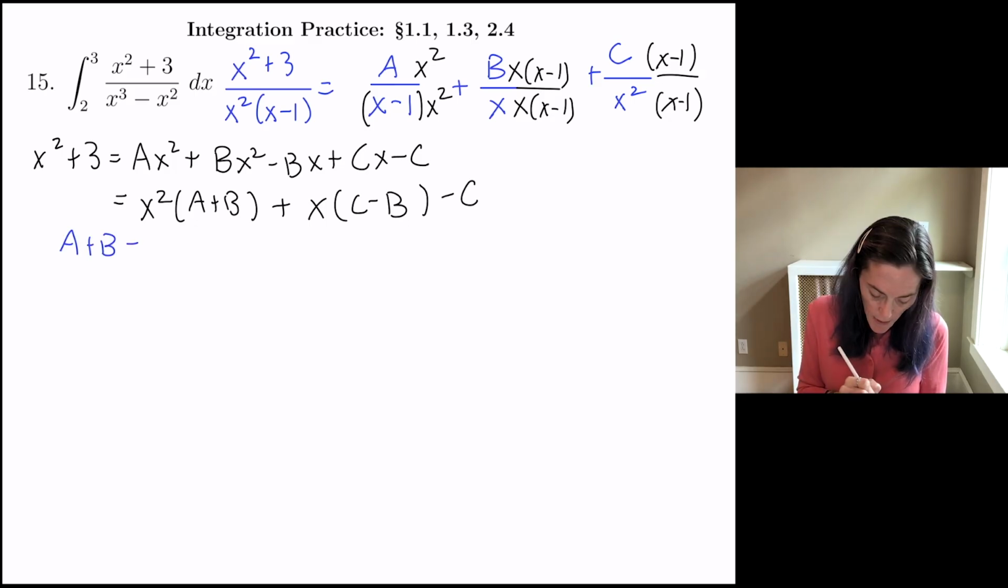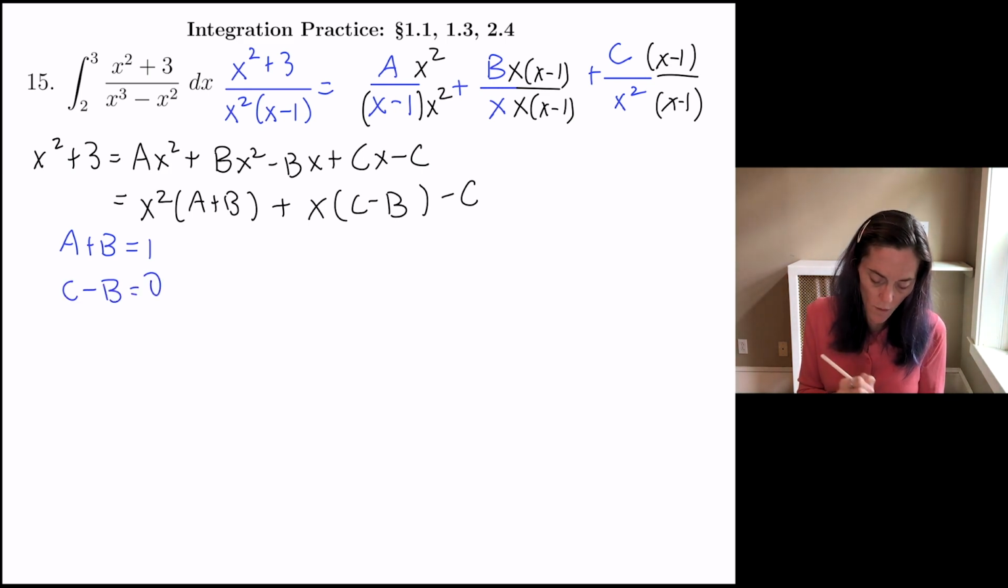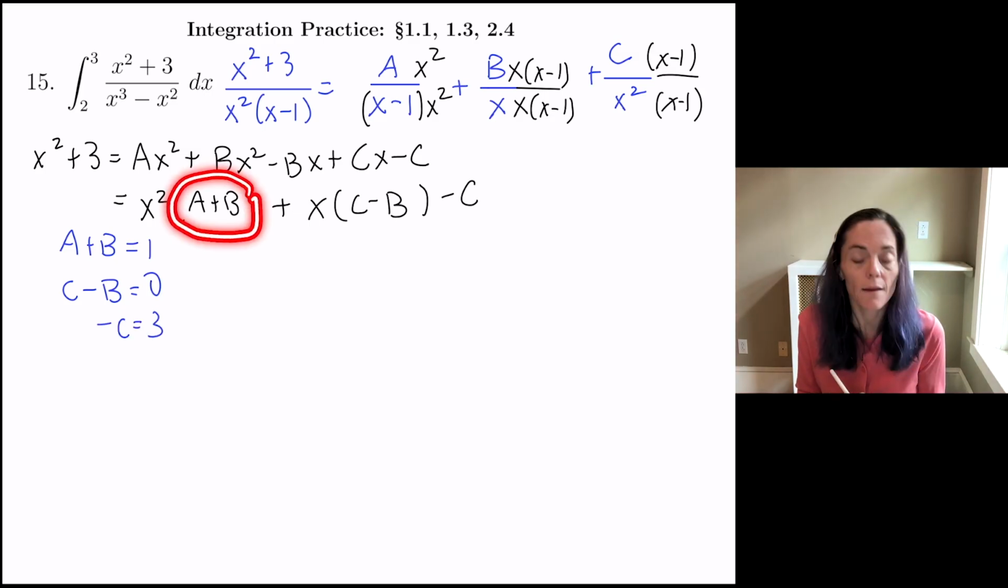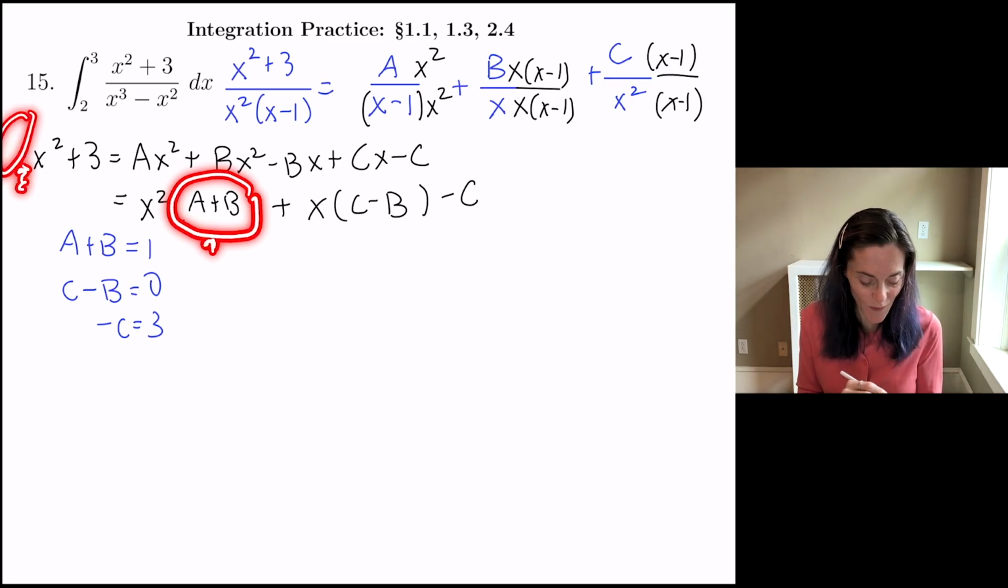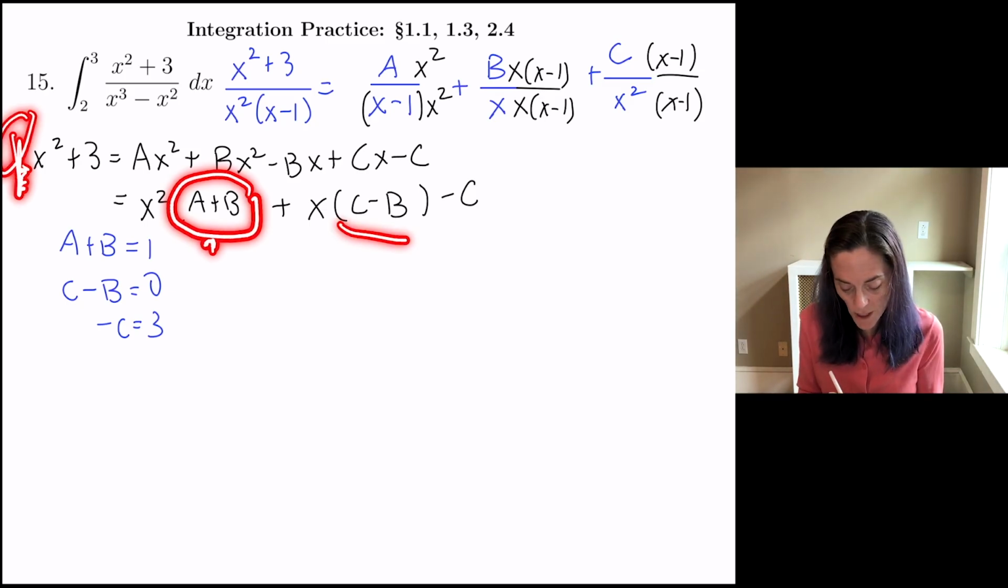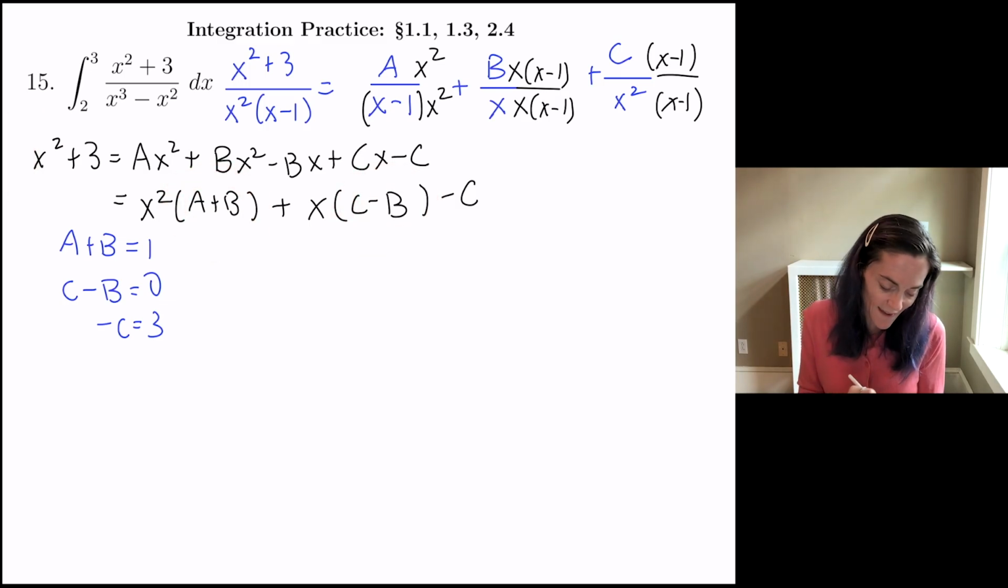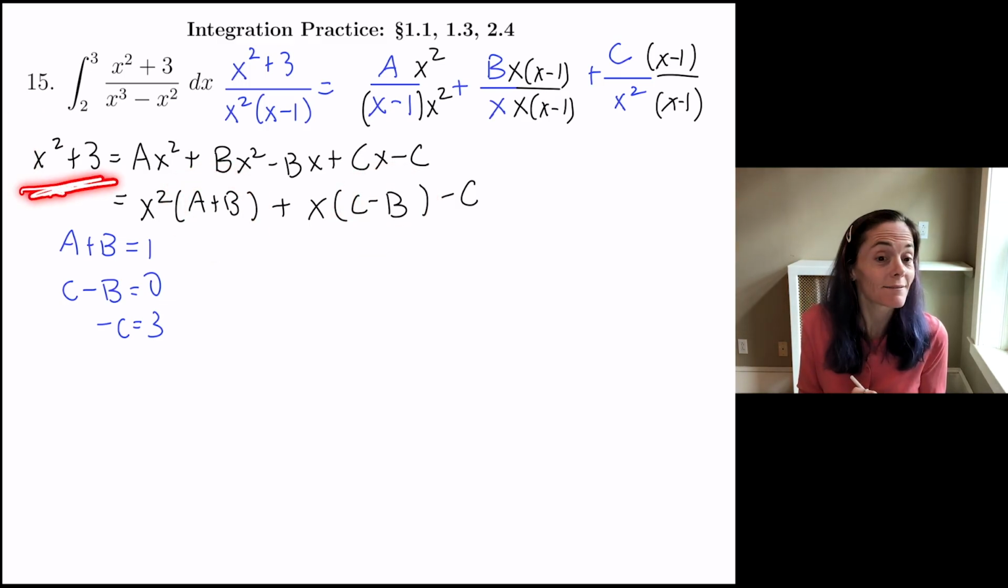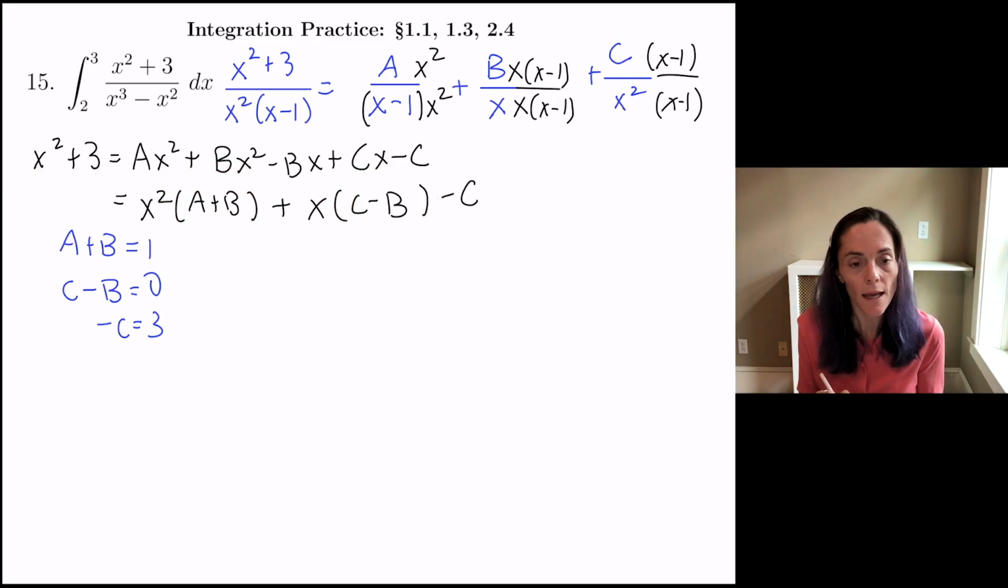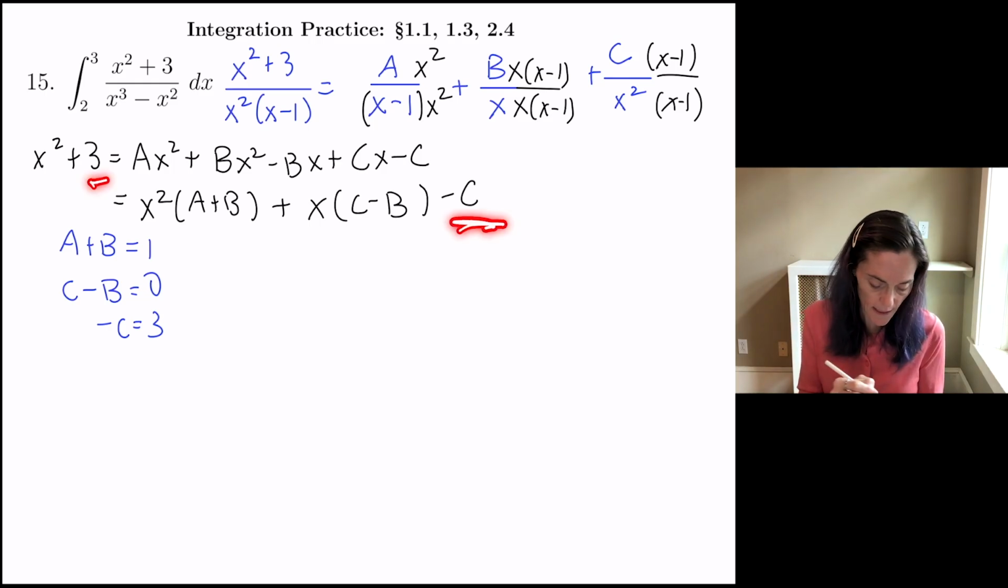This yields A plus B is 1. This yields C minus B is 0. And this yields minus C is 3. What I did is I equated the coefficient in front of x squared with the coefficient in front of x squared. There's a 1 here. The coefficient in front of x with the coefficient in front of x, which is 0 on the left-hand side, and the constant with the constant.